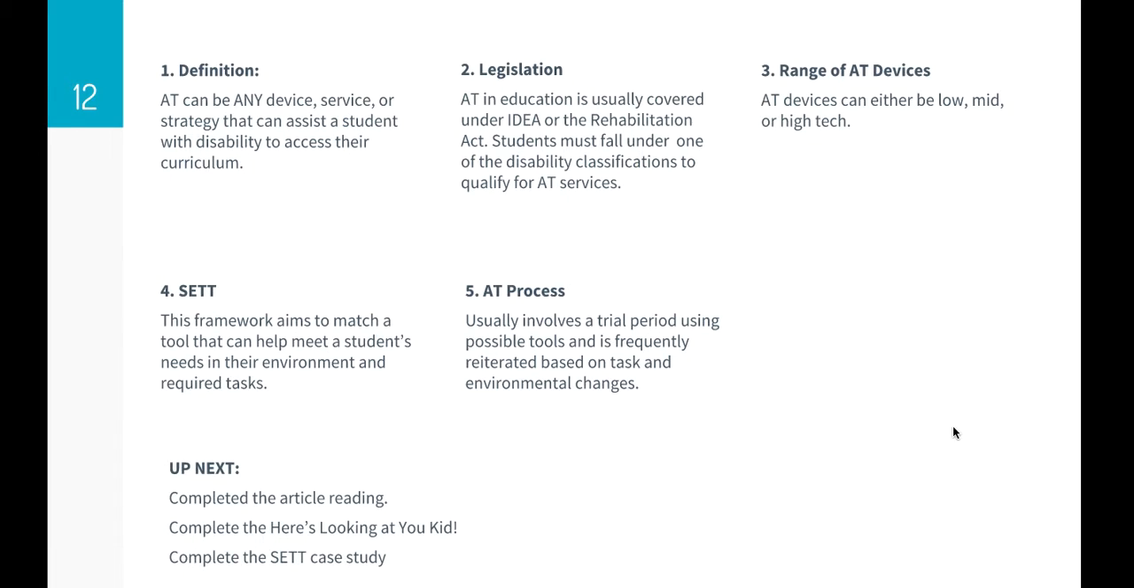Up next, we're going to work on completing your article reading, and there are two assignments. The Here's Looking at You Kid assignment will have you look at the human aspect and try and identify strengths and weaknesses for each of the disability categories. And the SET case study will allow you to explore 3 different students and try and apply the SET model to one of the case studies that you choose. So good luck.